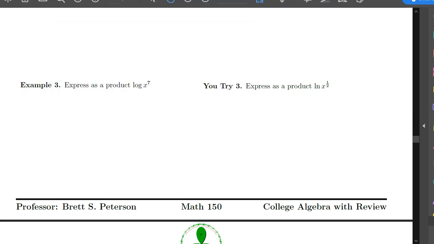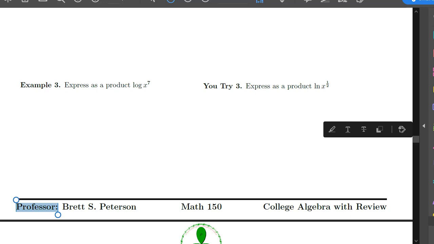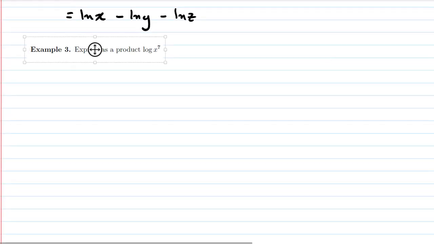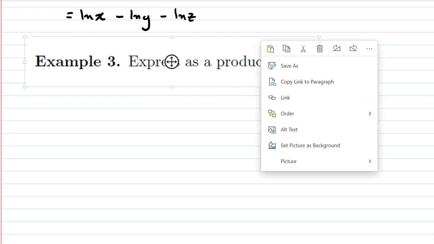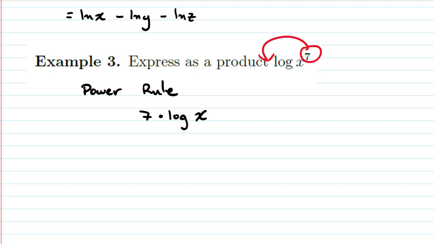Example 3, we wish to express the logarithm of x to the 7th power as a product. So this time we're going to use the power of a power rule, or our power rule for logarithms. So using our power rule, we're going to get 7 times the logarithm of x. And if we want to think of it this way, the 7 just swings down around in front.